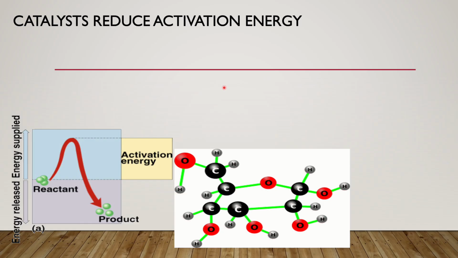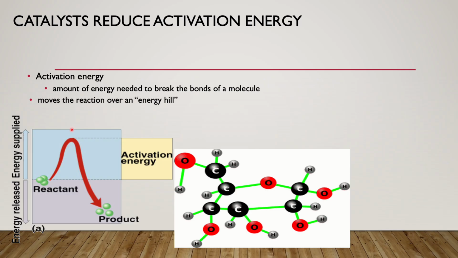Catalysts reduce the activation energy. So when we are looking again, our activation energy is the amount of energy needed to break those bonds of a molecule. So we start with our reactants. Our reactants have to take in energy to the top of the hill, if you will. The top of the hill is where the activation energy is. They have to move the reaction over the energy hill before they can start to form the products.